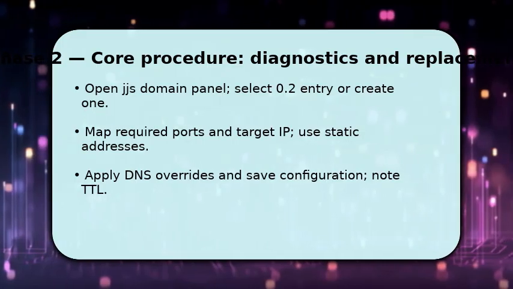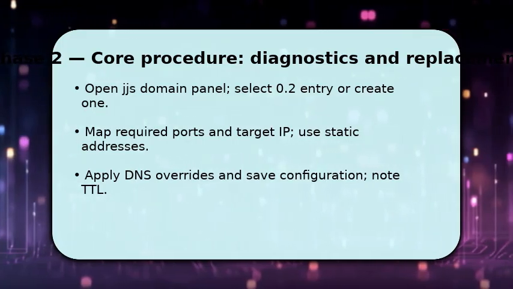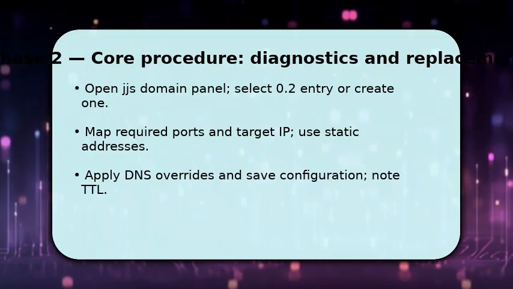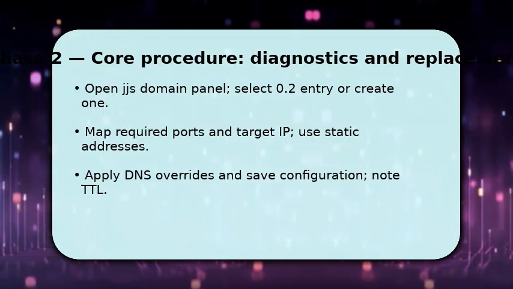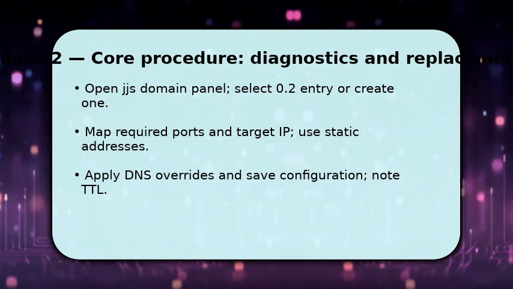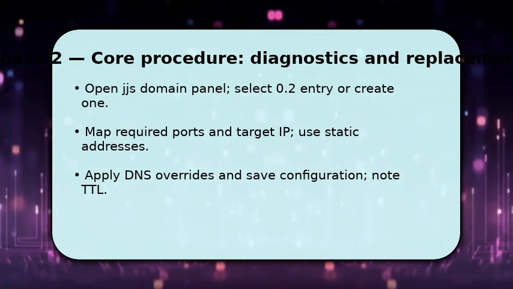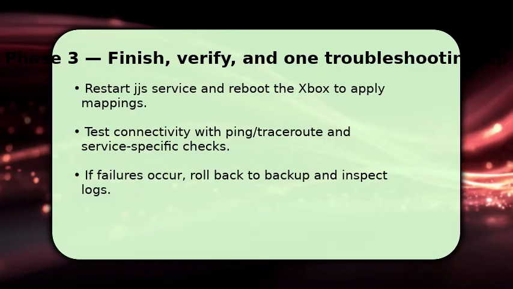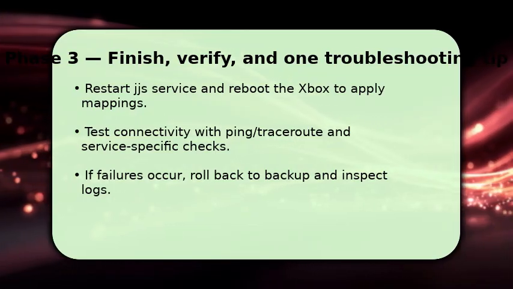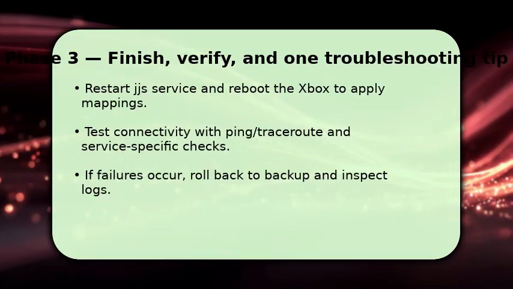Once done, add DNS overrides for the domain and set a low TTL for testing. This ensures quick propagation. Make sure to save and commit the configuration, as unsaved changes won't take effect and will waste time. You finish by restarting the JJS service and rebooting the Xbox so the new 0.2 domain mappings apply.